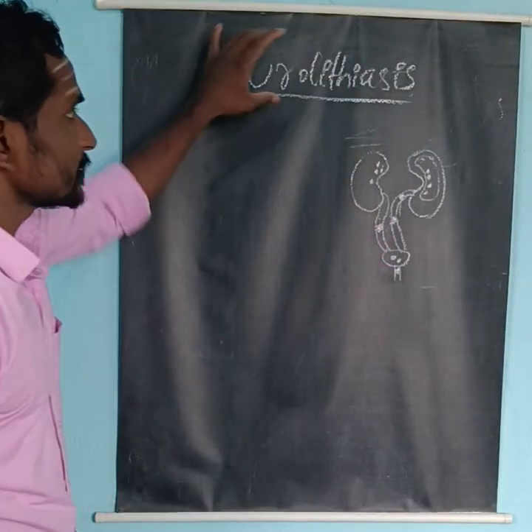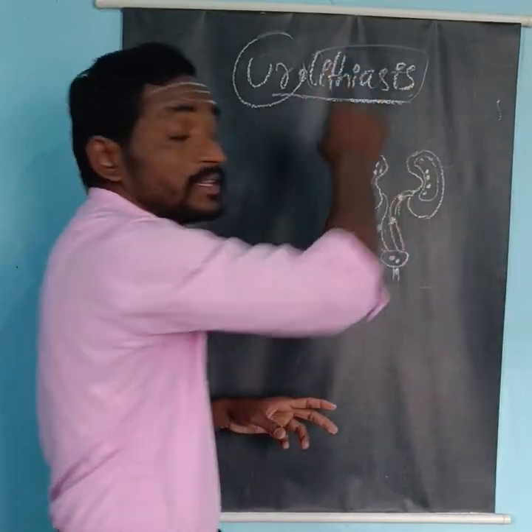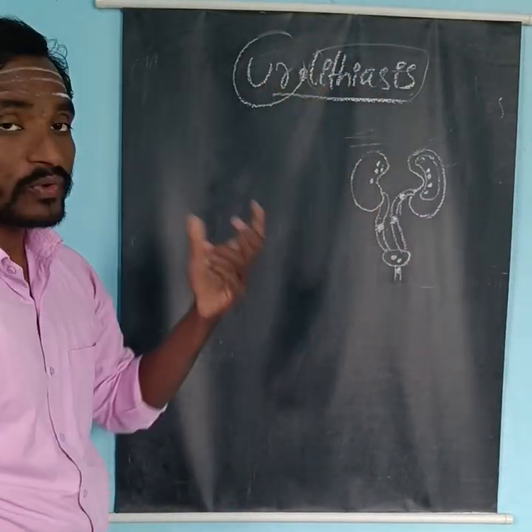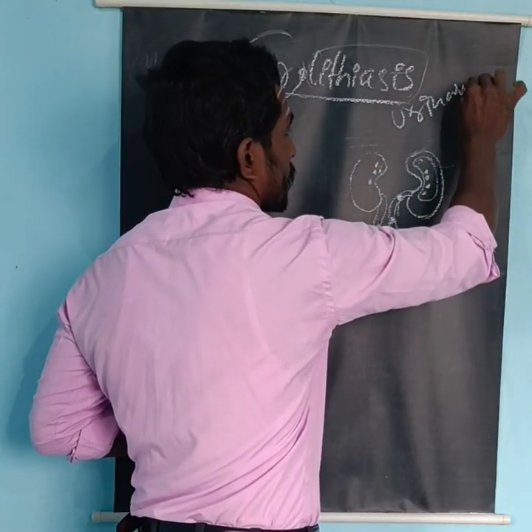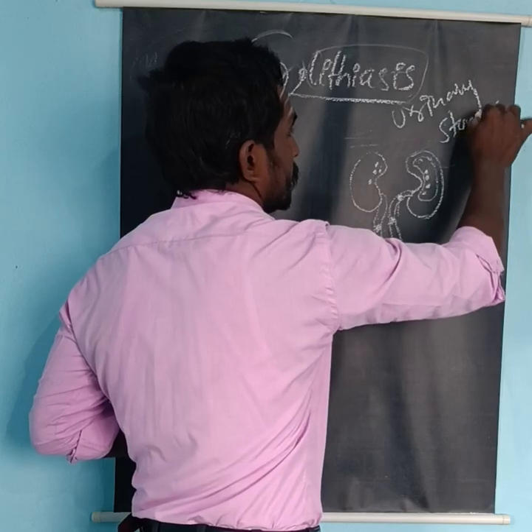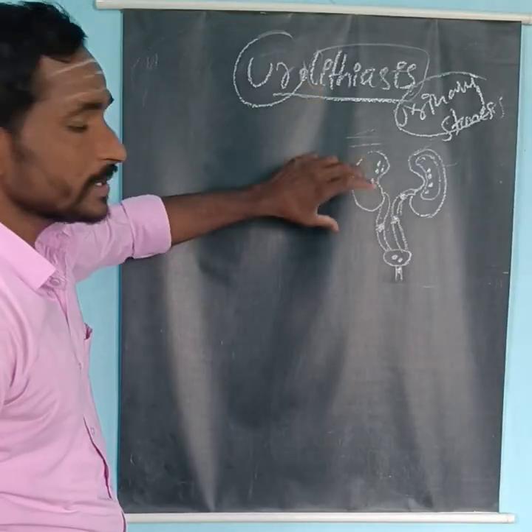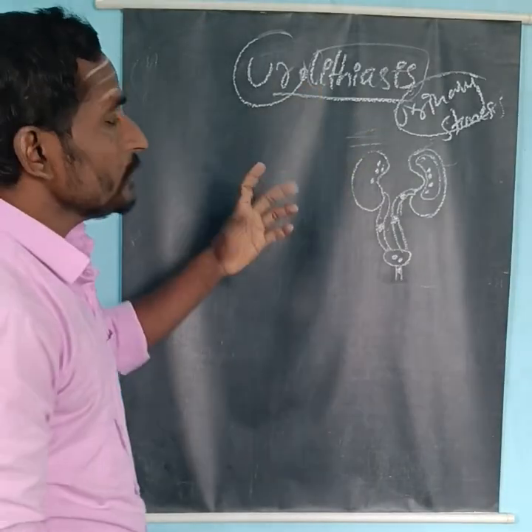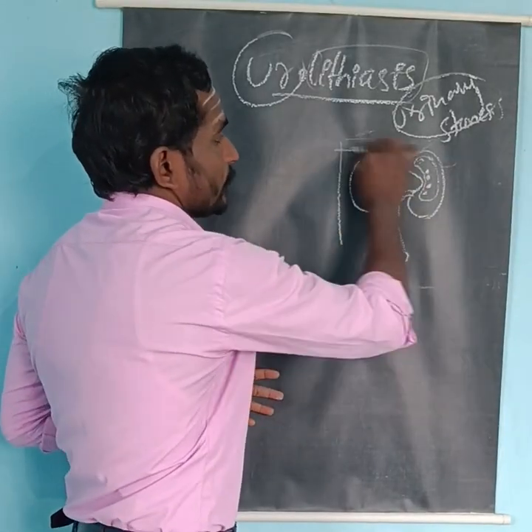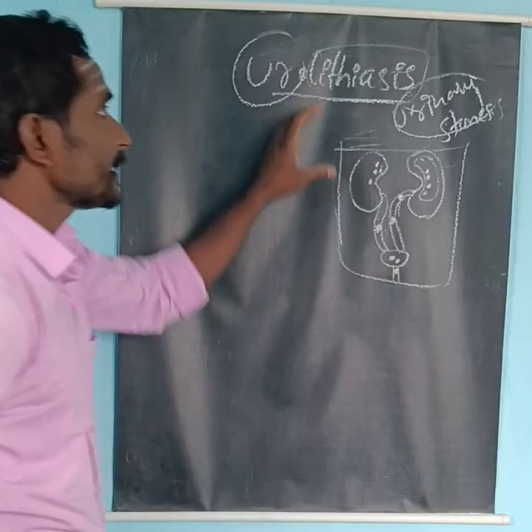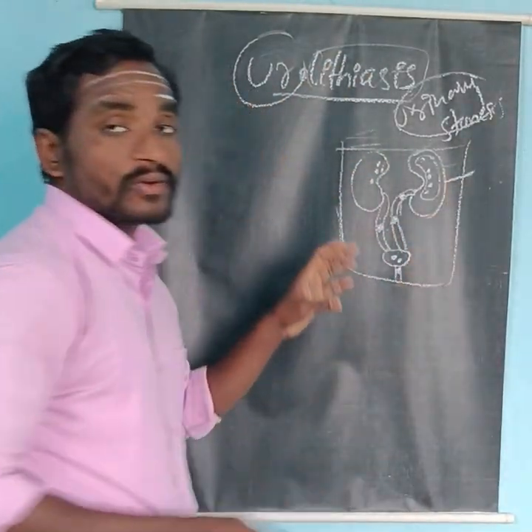Now urolithiasis is easy. Uro refers to the urinary system, and lithiasis is the formation of stones. Urolithiasis is also called urinary stones. It means the formation of stones anywhere in the urinary system, either the kidney, ureter, bladder, or urethra. For that reason it is considered urolithiasis. Among urolithiasis, kidney stones or renal calculi are the most common.